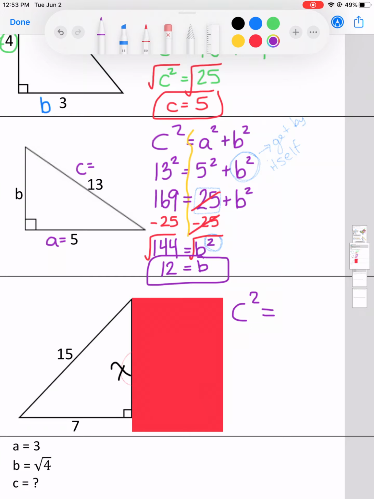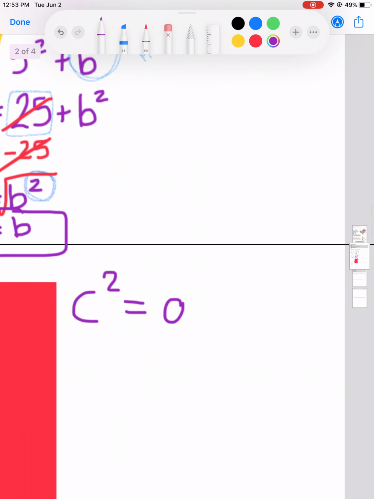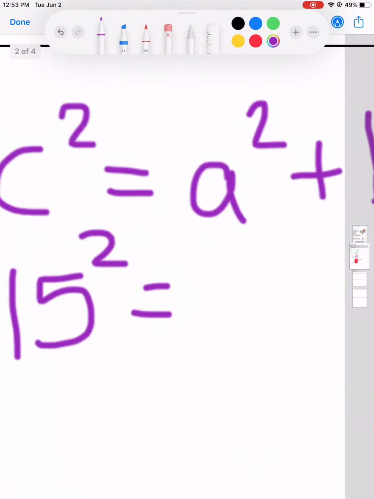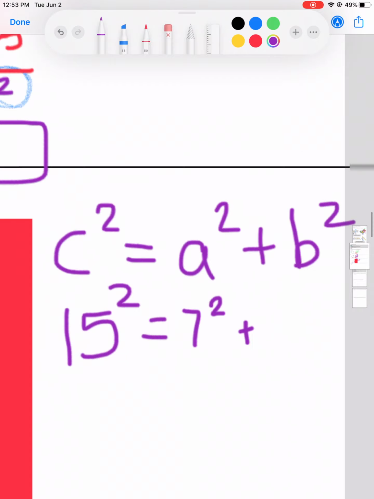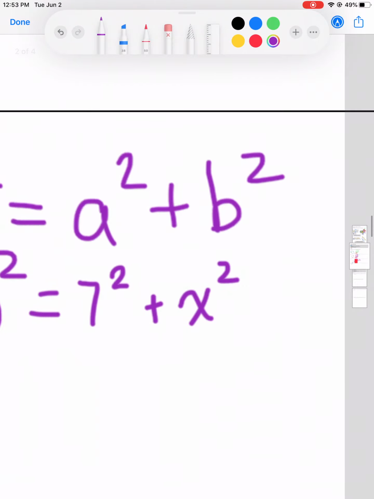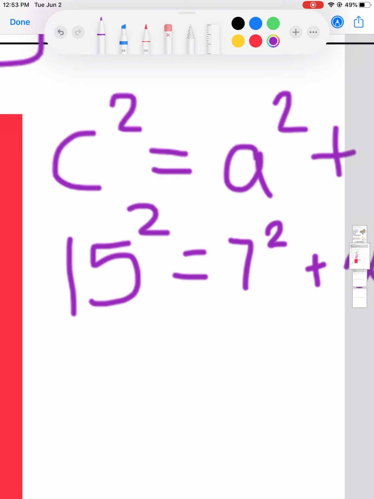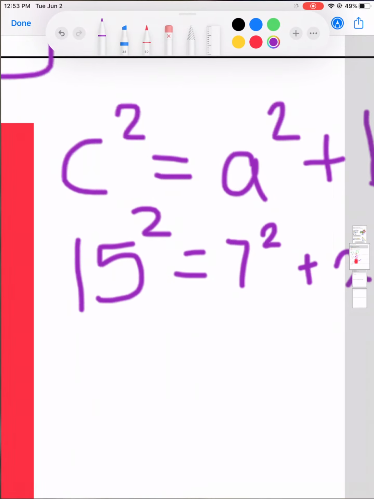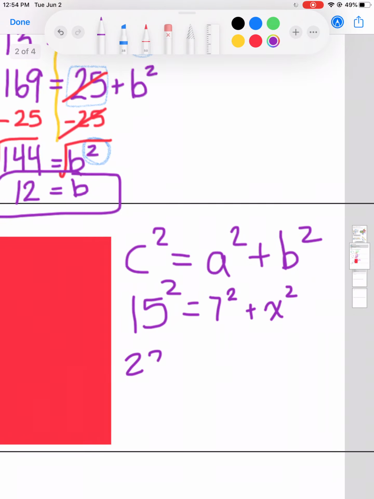c squared is equal to a squared plus b squared. Okay, what's my c? It is 15. What's my a? Well, I'll label this A and I'll label this B. So my A is 7. My B I labeled as X, so I'm just going to throw an X. Okay. Let's square it out. What's 15 times 15? 225. What's 7 times 7? It's 49.